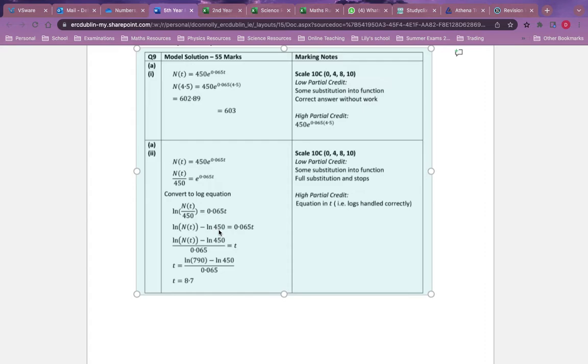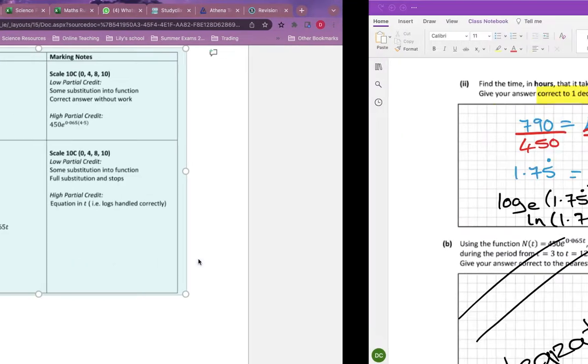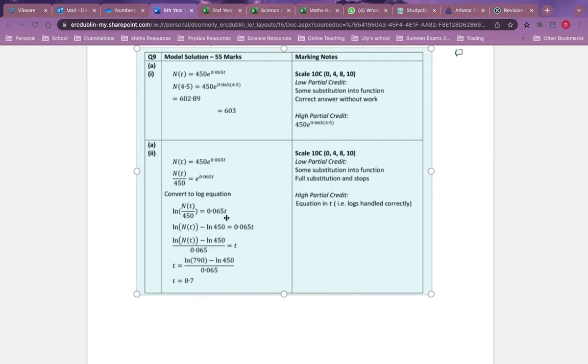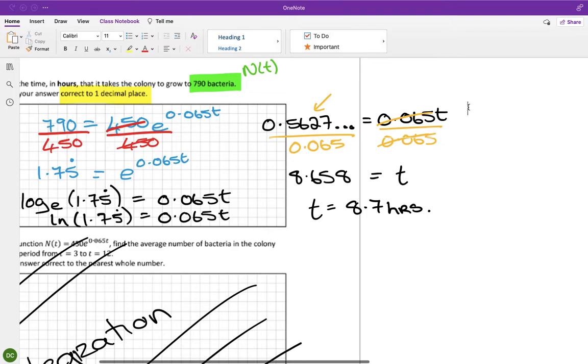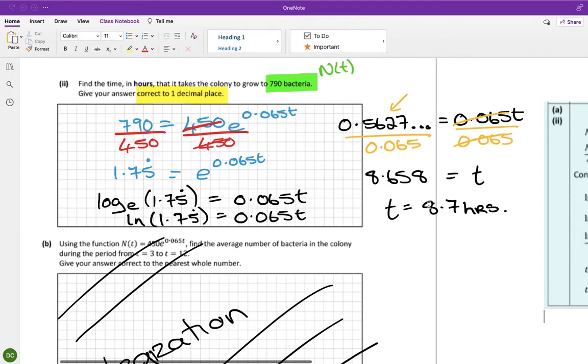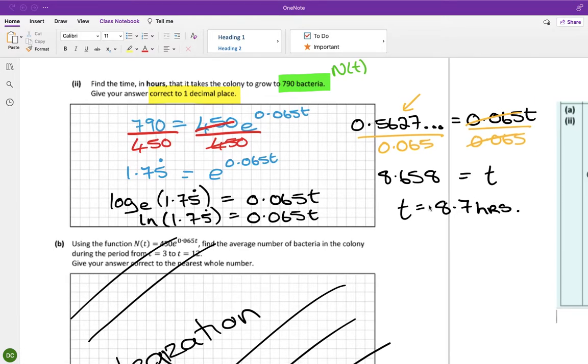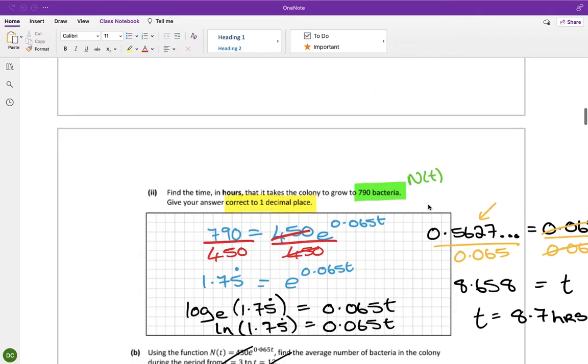Yeah, I think, oh, they did it slightly different. Oh, no, they didn't. They just didn't sub in the 790. That's weird. Okay. I think my solution is a little bit more straightforward than that. But again, you have 4, 8, 10. So have a look at what you're getting for the low partial, have a look at what you're getting for the high partial, and see do your efforts. I suppose make sure I gave you the right marks is what I'm trying to say.